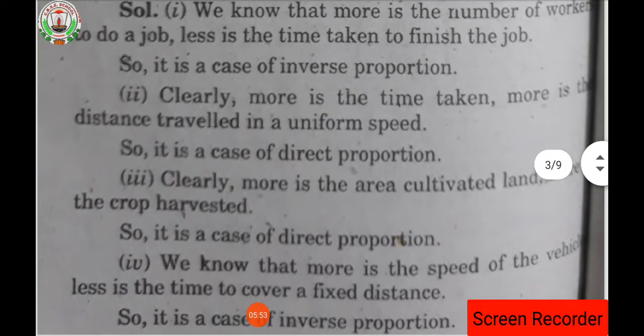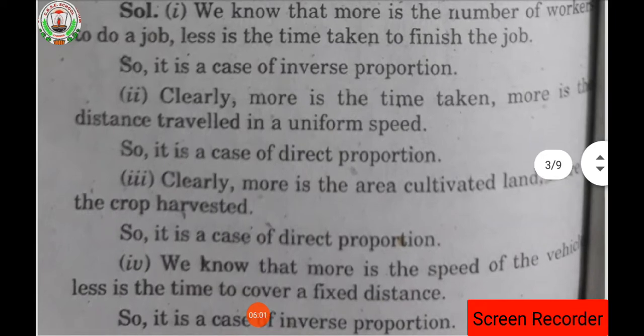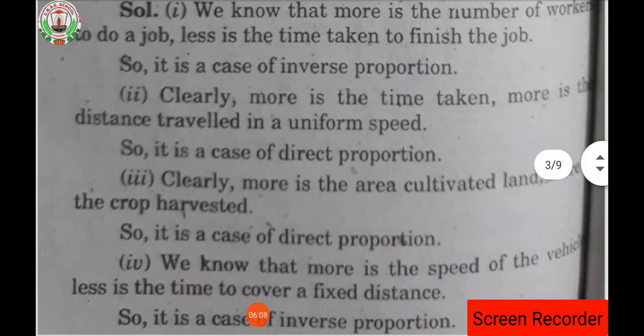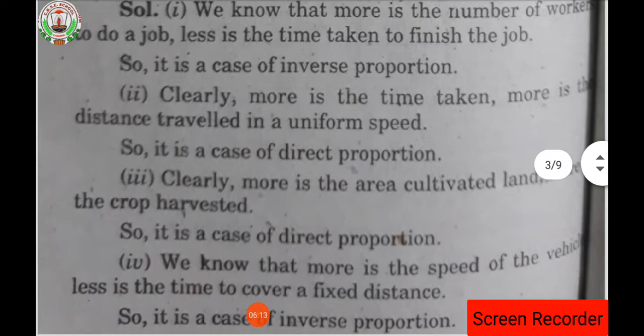Clear? In the second part of question number 1, the statement says the time taken for a journey and the distance traveled at a uniform speed. Here it is talking about uniform speed. So clearly, the more the time taken, the more the distance traveled at a uniform speed. So in this case, equality is there. More time as well as more distance. Uniform speed means a constant ratio. So x and y are both increasing. So here we can say that in this case direct proportion is happening.